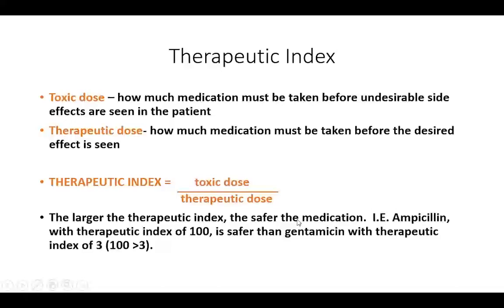Something like gentamicin, though, has a very low therapeutic index. It's a therapeutic index of 3. That means you only have to take a little tiny bit of it, and if you take a little bit more than that, then you get some negative side effects.